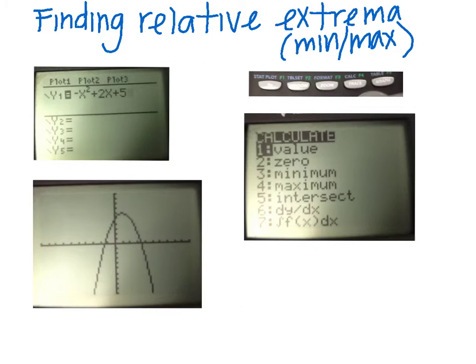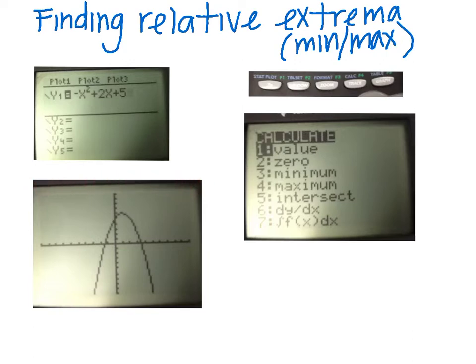Now I want to talk about finding relative extrema, and this really means relative mins and maxes. And we worked on this last chapter, but I'm not sure how many of you guys took it that seriously, so it is always a good review. This time I decided to graph a different function, so once again I pressed y equals, and I typed in negative x squared plus 2x plus 5. I pressed zoom 6, and it gave me this 10 by 10 graph.